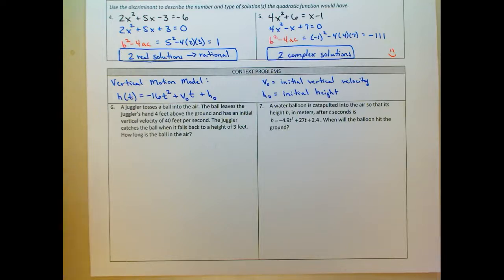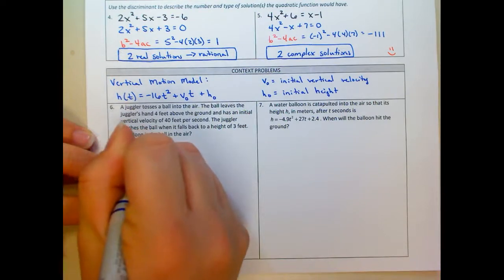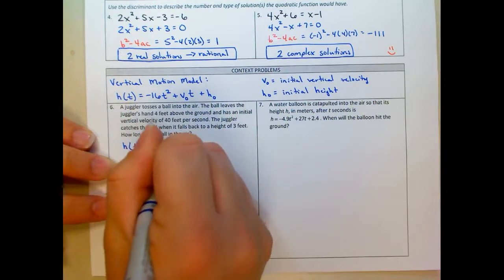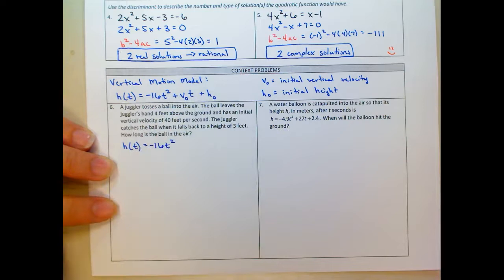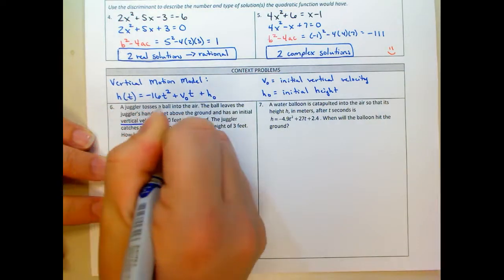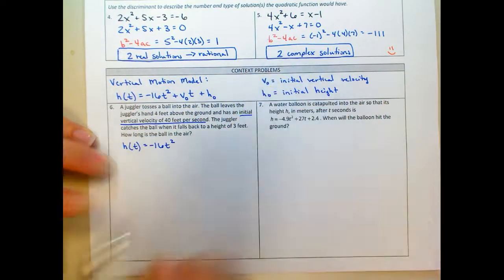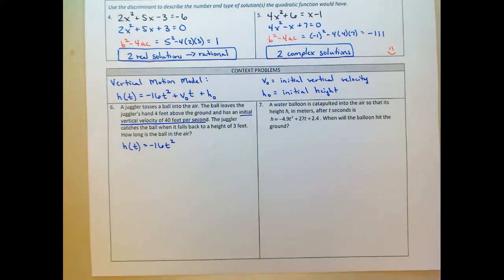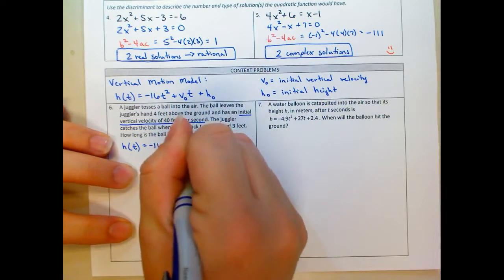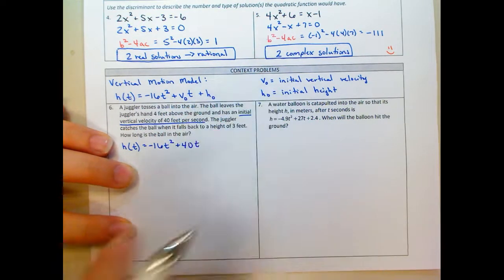Alright, so we're going to start with our formula, h of t. The 2 things that we need to fill in are our vertical velocity, which comes from right here where it says the initial vertical velocity. They're pretty good about that, just telling you what you need. Now, it is a positive vertical velocity just because of how I know a juggler works. A juggler is going to throw the ball up in the air, not down. If he was forcing it downward, then you could have a negative vertical velocity. So since he is throwing it up, this is going to be plus 40t.